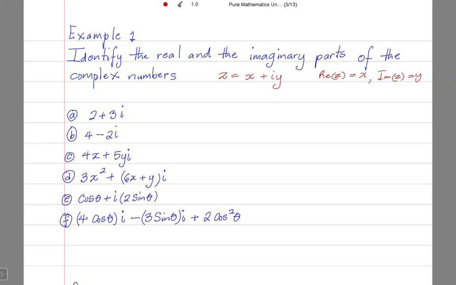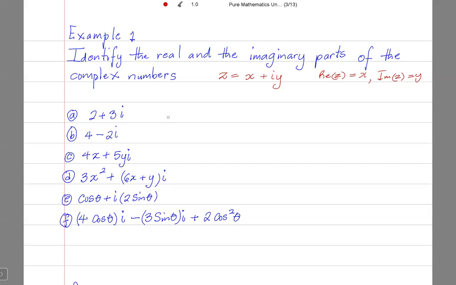Please also note that the imaginary part of the complex number does not include i. So the real part of the complex number Z is x. The imaginary part is y. And x and y are real numbers. And the imaginary part does not include i. So example one says, identify the real and imaginary parts of the complex number.